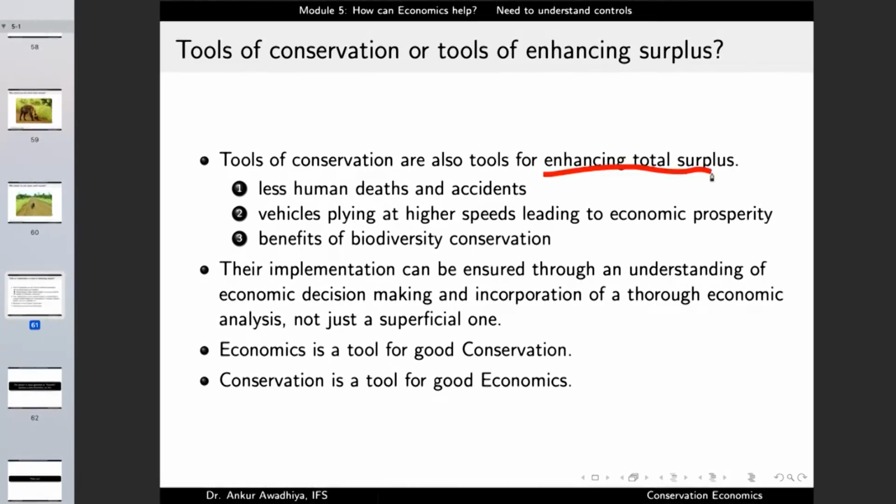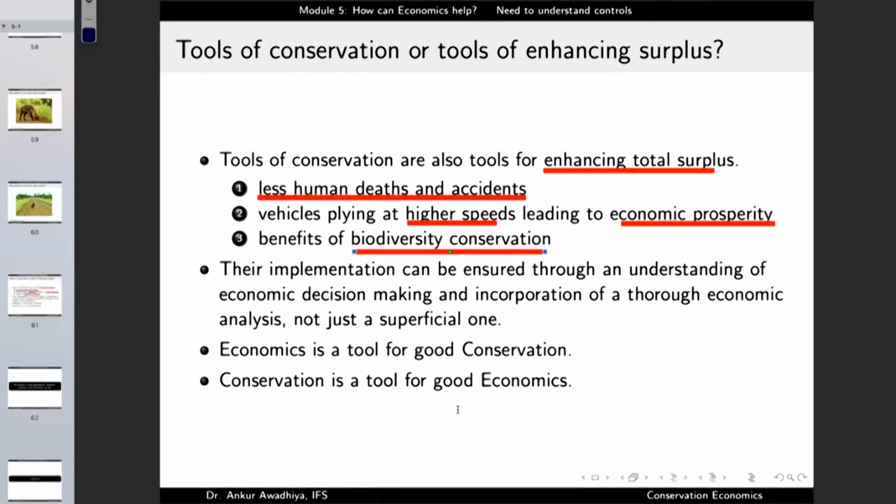Why? Because they reduce the chances of human deaths and accidents. Vehicles fly at higher speeds, which leads to economic prosperity. It also aids in the conservation of biodiversity, which has its own benefits for enhancing the surplus of the society. Now, the point to emphasize here is that the mitigation measure is not just a tool of conservation, it is also a tool of good economics.